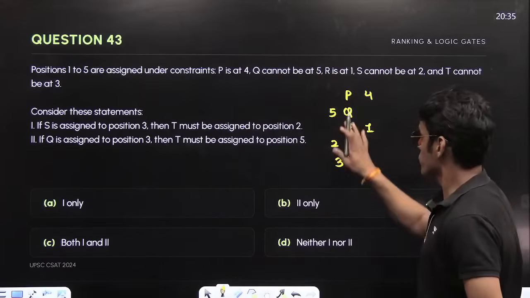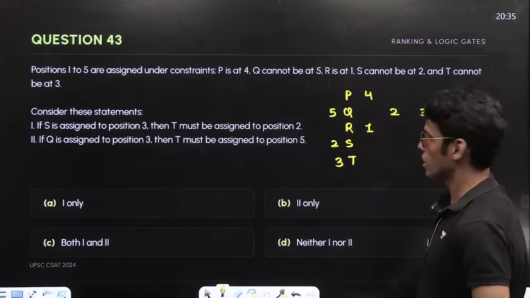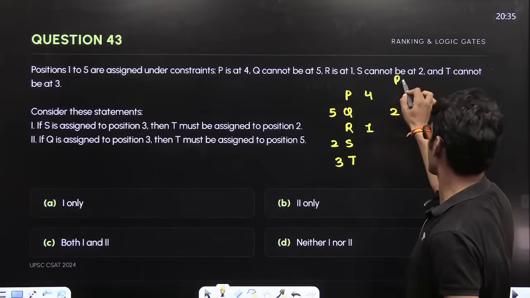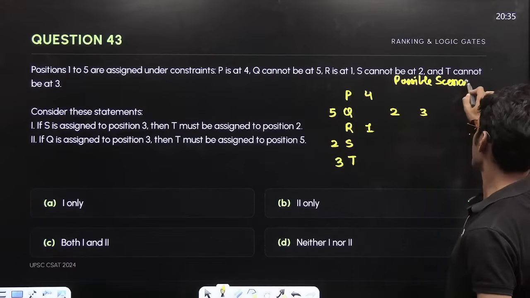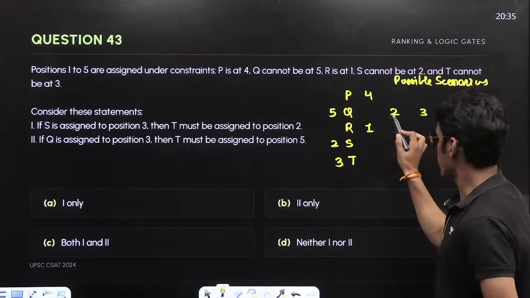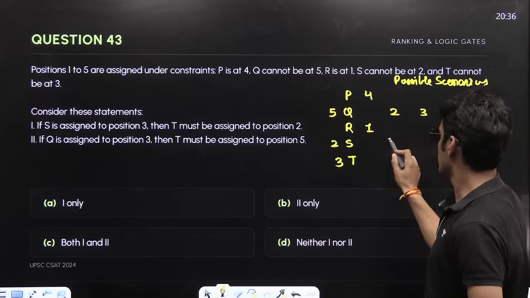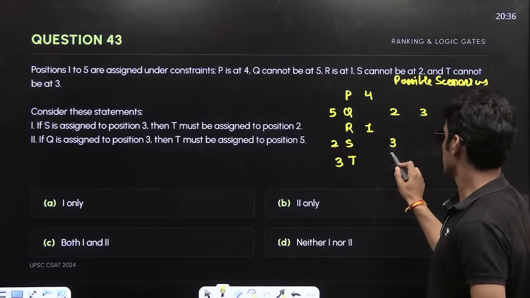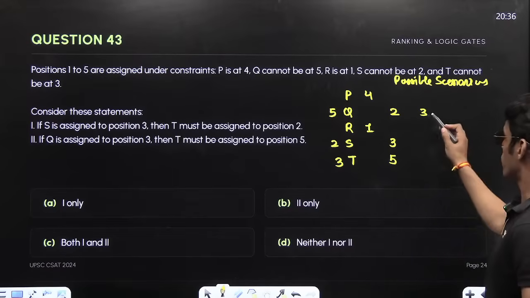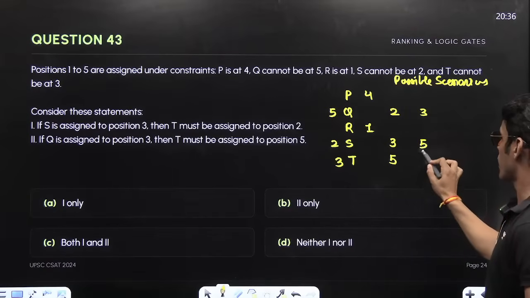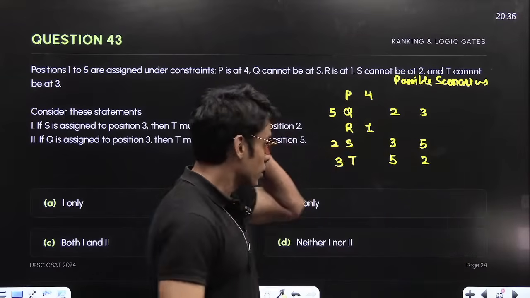And then see, Q can have only 2 as a position or 3 as a position. So these are the possible scenarios I am writing here. Right? These are the possible scenarios. So if you have 2 here and 3 here, then S and T will be like this. And if you have 3 here, then you will have 5 here and 2 here. So these are the 2 possible combinations.